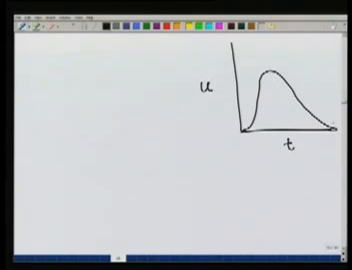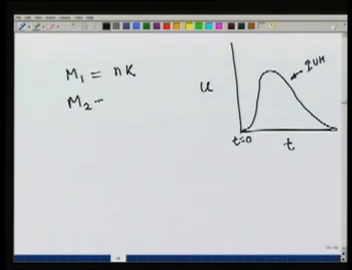So if this is the unit hydrograph, then if we take the moment of this curve about the origin, those moments can be shown to be functions of n and k. For example, if we take the first moment, it is equal to nk, and if we take the second moment, it is equal to n(n+1)k².